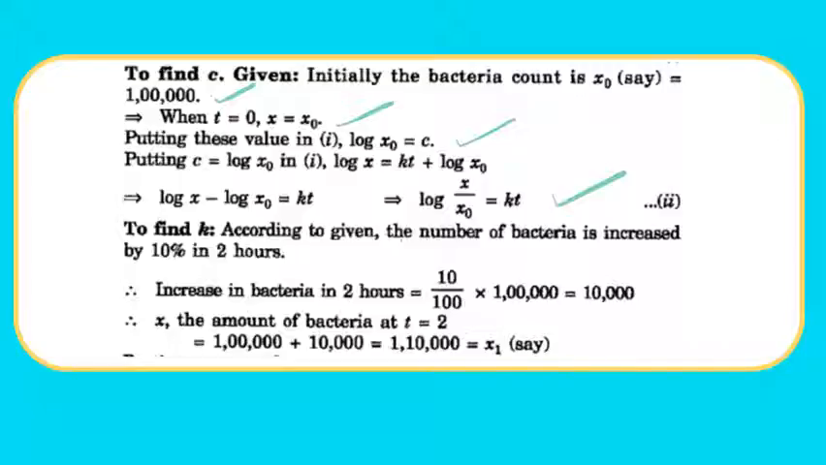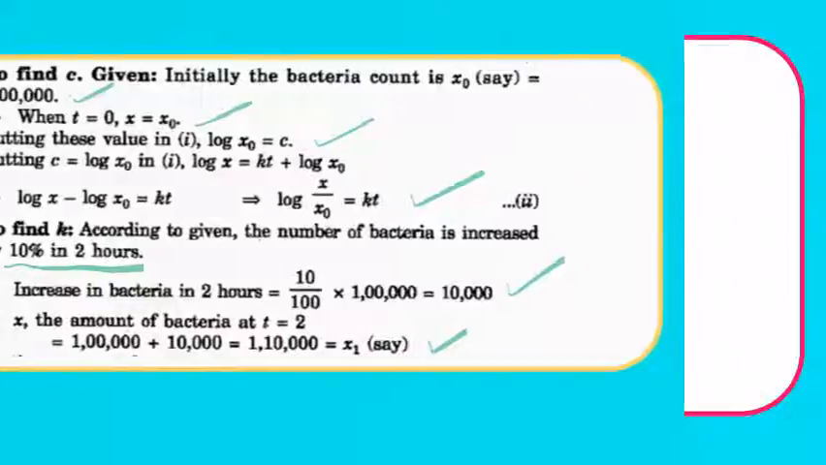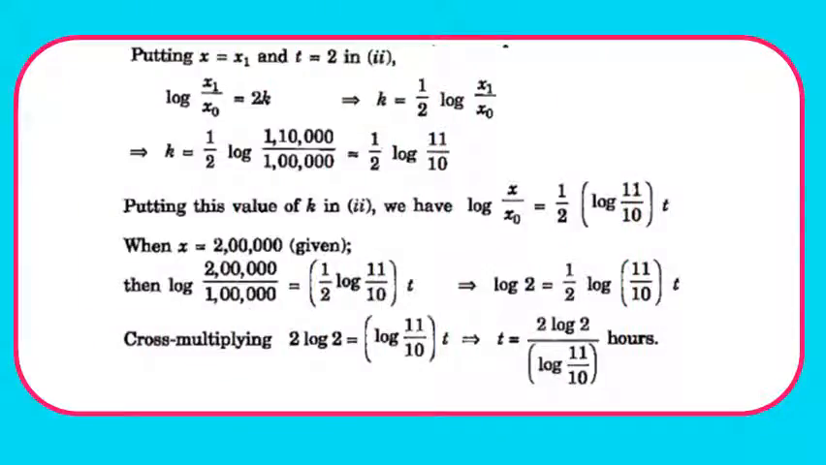Again, it is given that the number of bacteria increased by 10% in 2 hours. So the increase in bacteria in 2 hours equals 10% of the initial, that is 10,000. So x, the amount of bacteria at t equal to 2, is 1 lakh plus 10,000, that is 1 lakh 10,000, which is equal to x1. Putting x equals x1 in equation 2 and t equal to 2, we get log x1 upon x0 equals 2k. That is, k is equal to half log x1 upon x0. Now putting the values of x1 and x0, we have k equal to half log 11 upon 10.